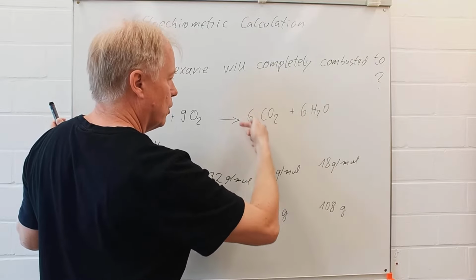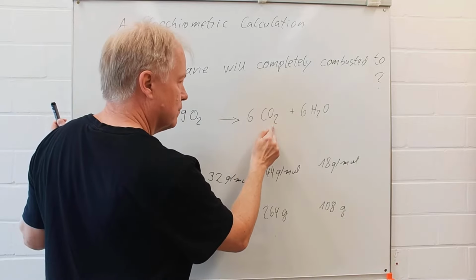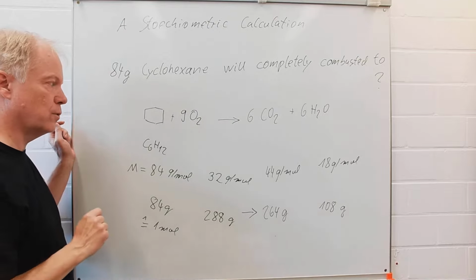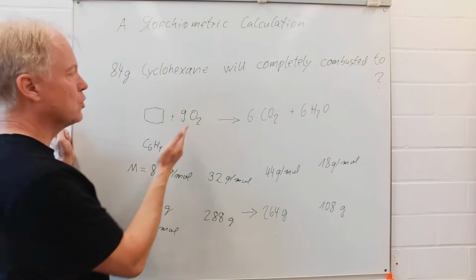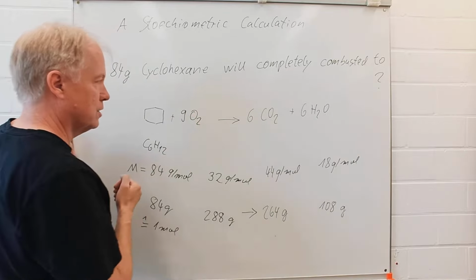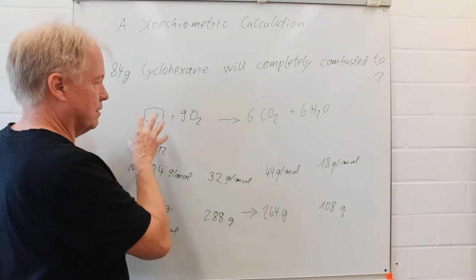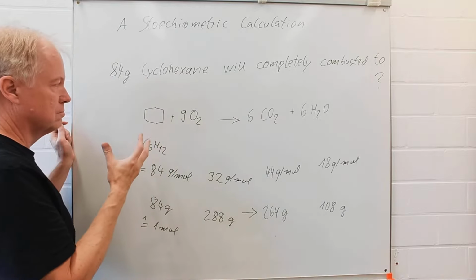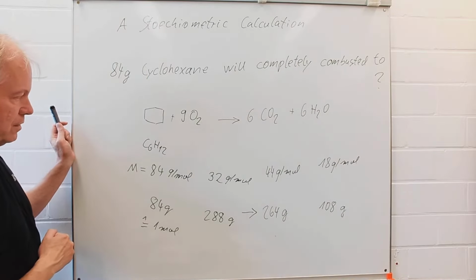We have then on this side of the reaction equation 12 plus 6 makes 18 oxygen. Therefore, we are in need of 9 oxygen molecules, also 18 oxygen atoms. Please remember, in a reaction equation the left-hand side has to have the same number of each element's atoms as the right-hand side.